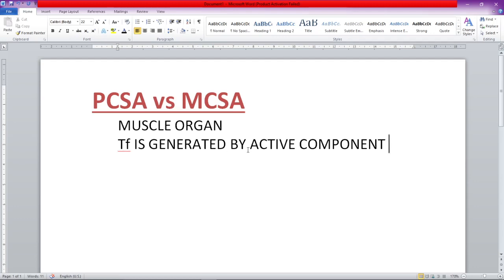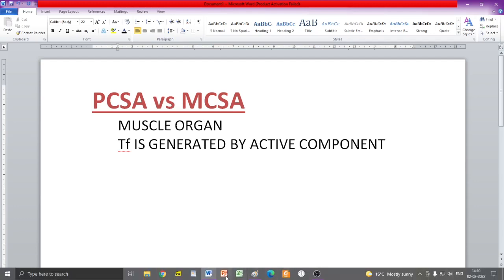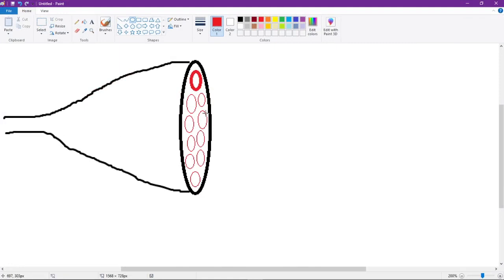ਸੋ ਇੱਥੇ ਜਿਹੜੀ ਬੱਚਿਓ tensile force ਹੈ ਉਹ ਕੌਣ ਜਨਰੇਟ ਕਰ ਰਿਹਾ, the active component. Now where is the active component actually? So I am taking again the red color for the active component. So this is the muscle fascicles. It is having muscle fibers. So it is producing the actual tensile force.